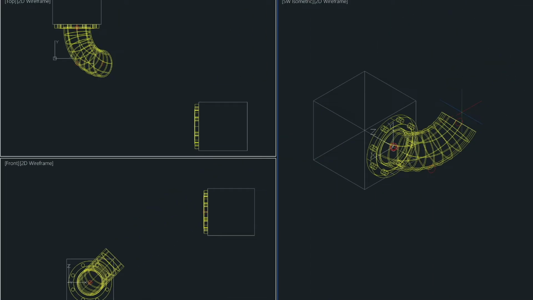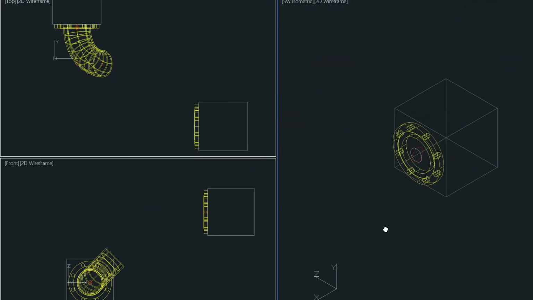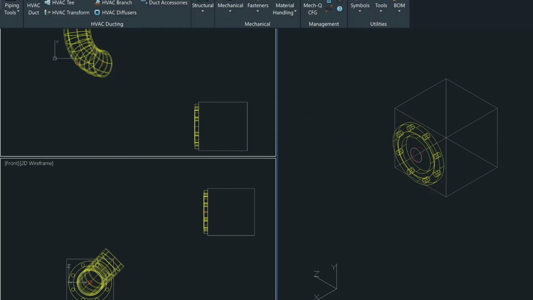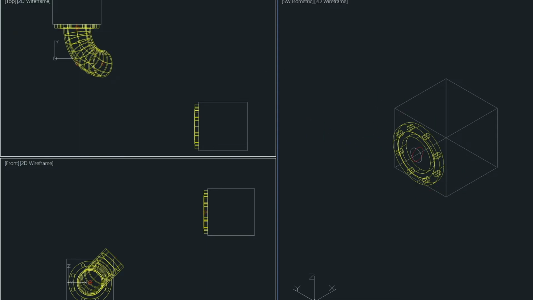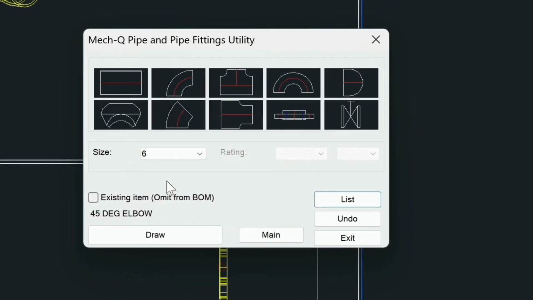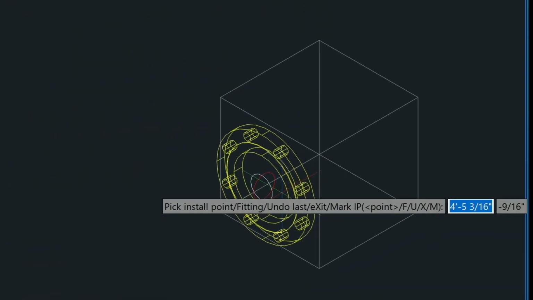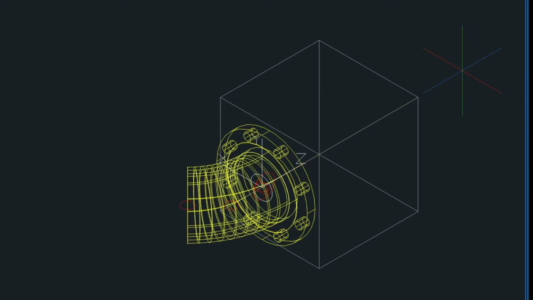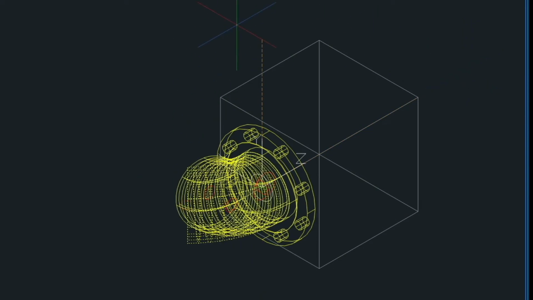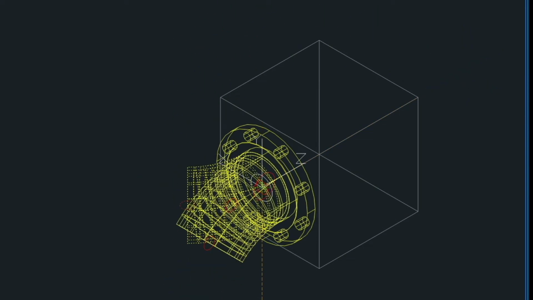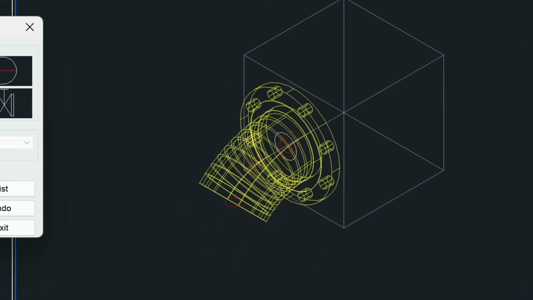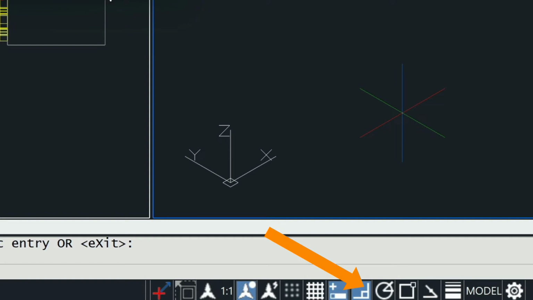So now what we can do is model the opposite end with the 45. We'll be doing it a little bit differently, choosing Mech-Q, choosing the 45 degree, clicking on the node, placing it in the upstream direction, and then using our mouse to just position this so it's straight up and down. Just make sure that your ortho or polar tracking is turned on so that it rotates in there straight.